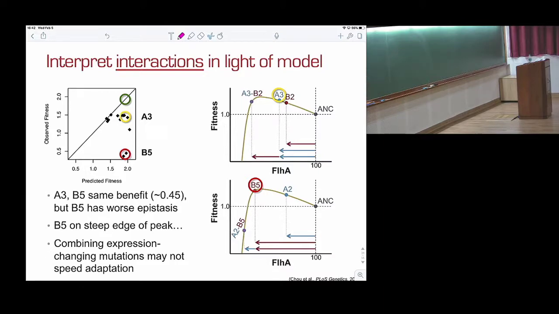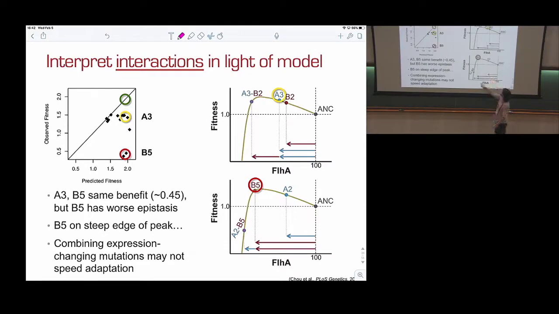The other pair, B5 and A2: this B5 mutation has a fairly similar fitness to that A3, for example, but it already is right on the cliff edge. You combine B5 with A2 in terms of expression, and this one pulls down by, say, 40%. It pulls this one down by another 40%. But you've gone flying over the cliff, right?